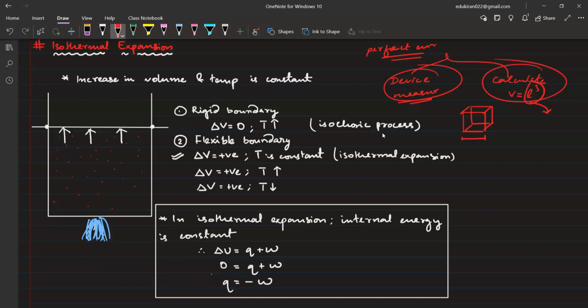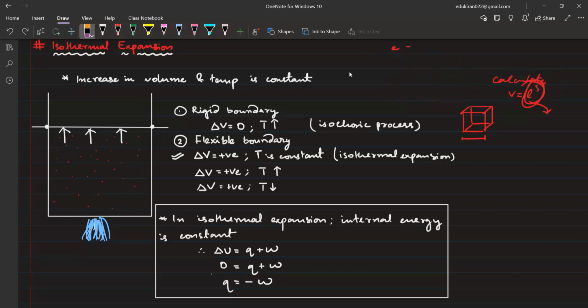V is equal to L cube. That means measuring the length is easier. That is why we have now the formula Q is equal to minus W, which means measuring of W is easier. अरे ये बात समझ में आई कि नहीं आई? सही है. Yes, sir. आप समझते हैं जरा, अपना केस, ये तो पुरानी बात है, ठीक है ना?